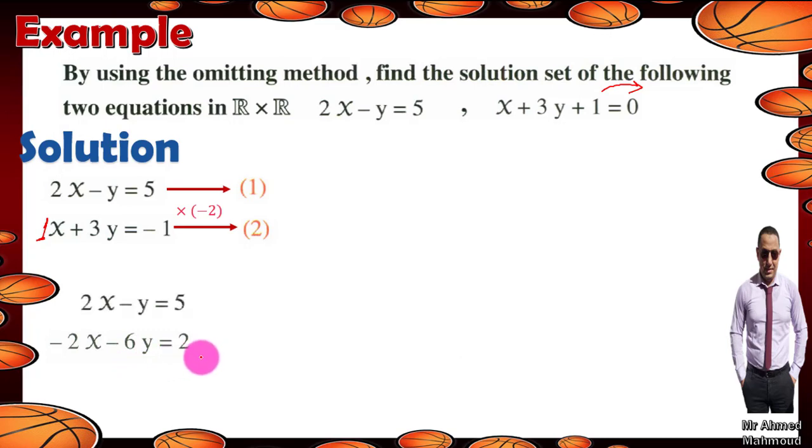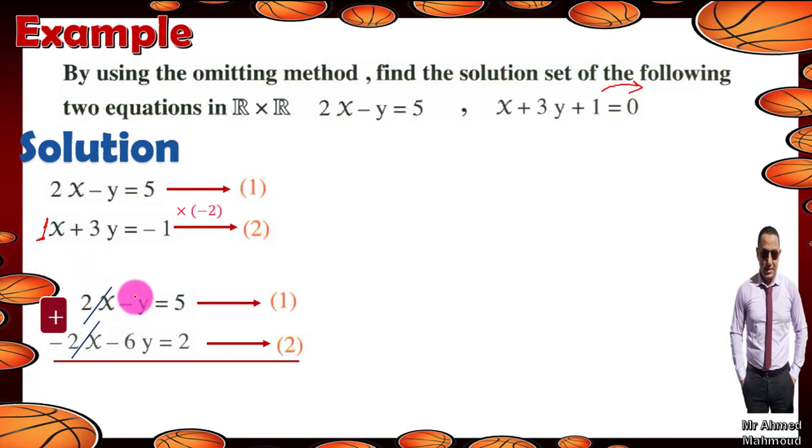This is equation 2. Okay. And I'm going to write equation 1 without any change. Now because I have 2x and here I have negative 2x, so I'm going to add the two equations like this, so it will be canceled. 2x plus negative 2x equals 0.